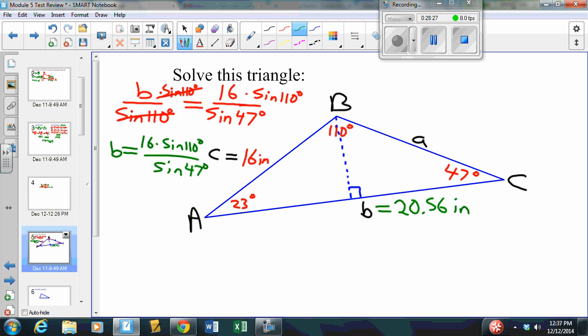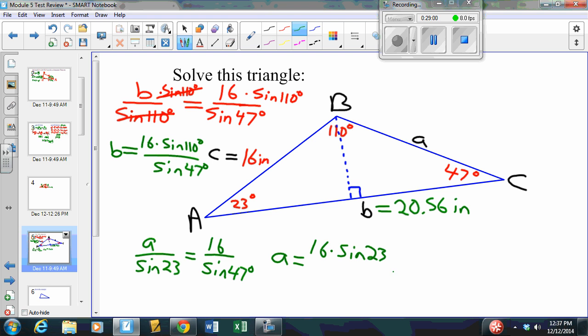Okay. What about A? How could I use this to find A? I can do the same thing. A over sine of A, what's A? 23 equals C, which is 16 over sine of 47, right? Okay? Multiply both sides by sine of 23, so you get A equals 16 times the sine of 23 all over sine of 47. Put that in your calculator, and now you have A.